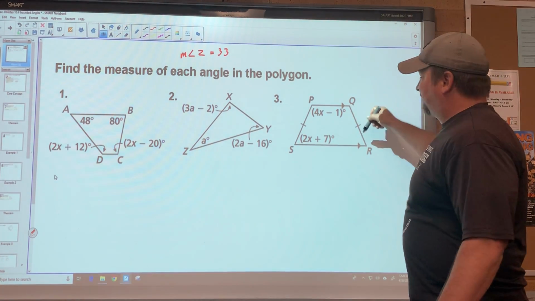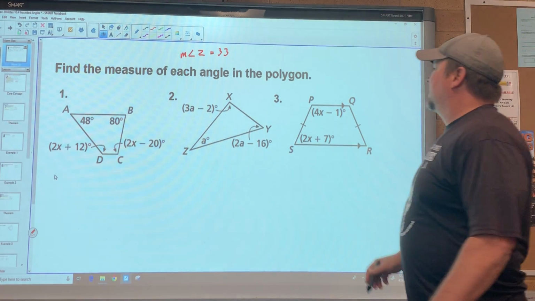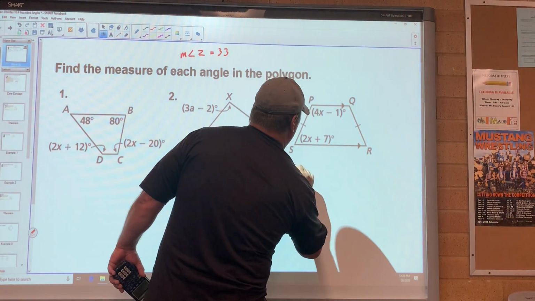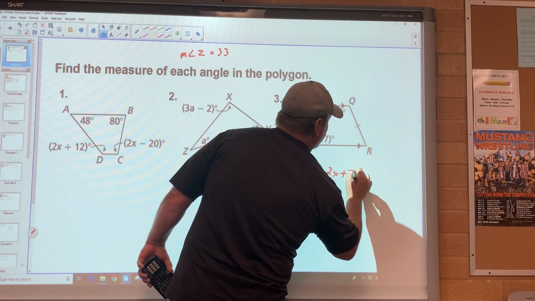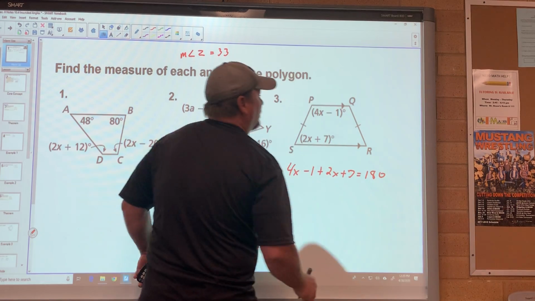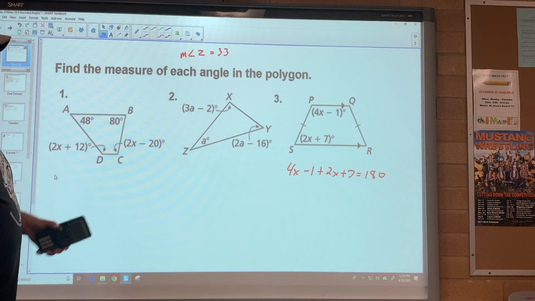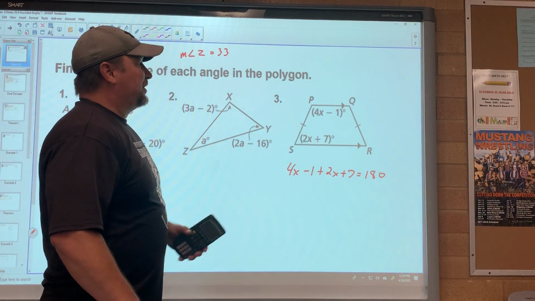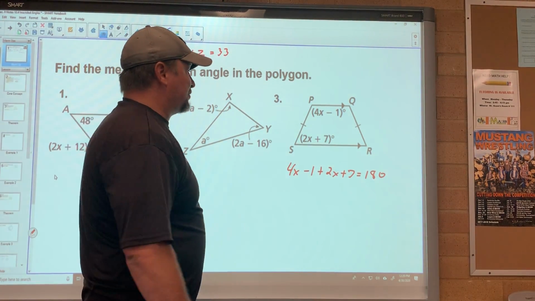Because the other two would have to add up to 180, and 180 plus 180 would be 360. So for this one, we would just say 4x minus 1 plus 2x plus 7 equals 180. So it's recognizing the shape. I mean, this one was just a regular quadrilateral. This one was a regular triangle. This one was a special four-sided shape, isosceles trapezoid.